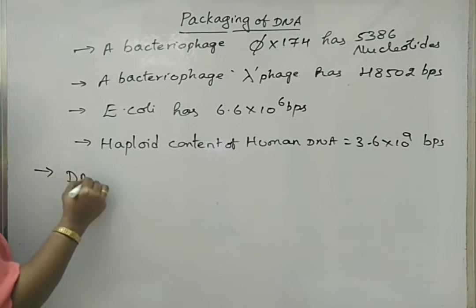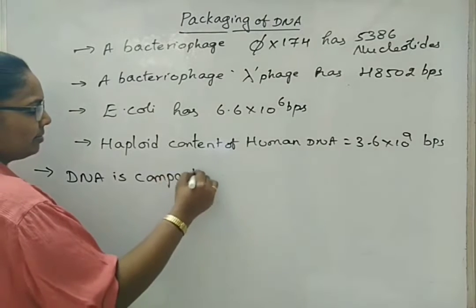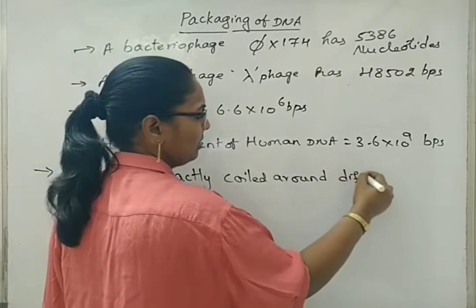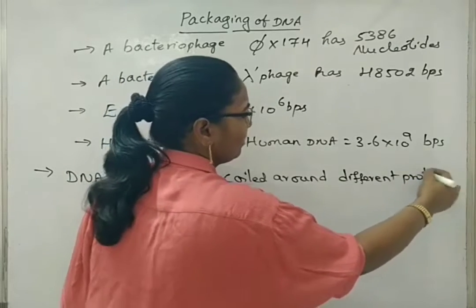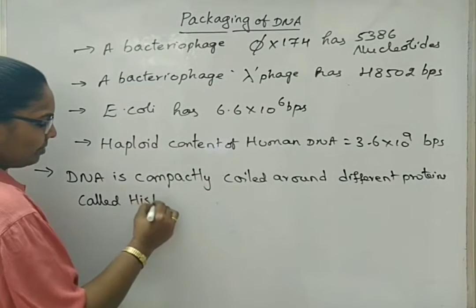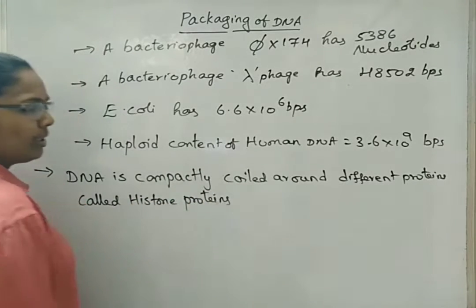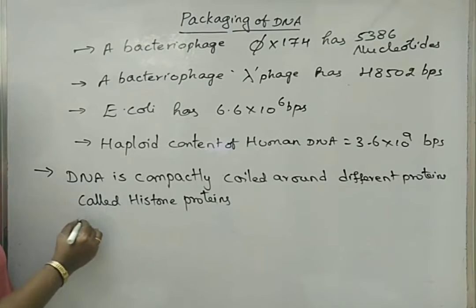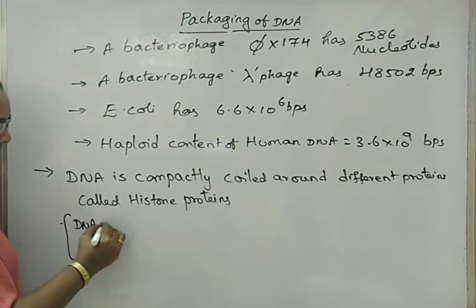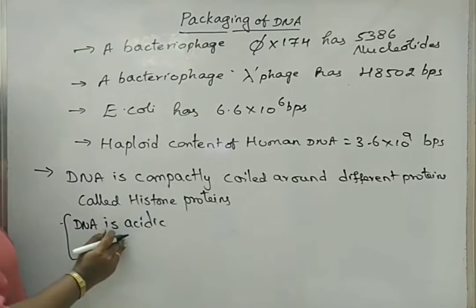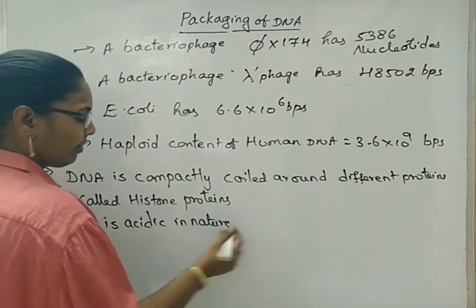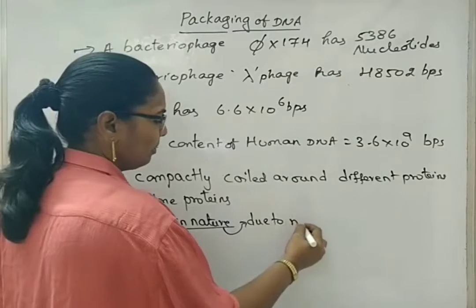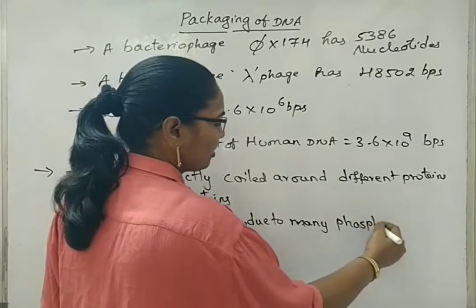Now, we know that DNA is compactly coiled around different proteins called histone proteins. Histone proteins are present only in eukaryotes. But in prokaryotes, there are special proteins called polyamines. Here one important point: DNA is acidic in nature, as we discussed previously. Then how is it arranged around the proteins? That acidic nature is due to many phosphate molecules.